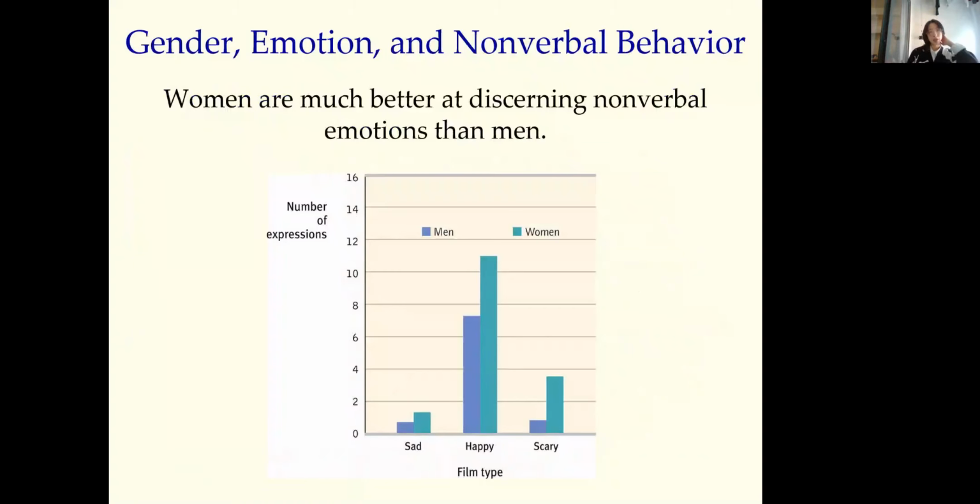And now we're going to look at gender, emotion, and nonverbal behavior. Research shows that women are much better at discerning nonverbal emotions than men. Like when they are shown sad, happy, and scary film clips, women expressed more emotions than men. We can see the chart of the research, and the green bar represents the score of women. So women can express more emotions than men when they're seeing these film clips.